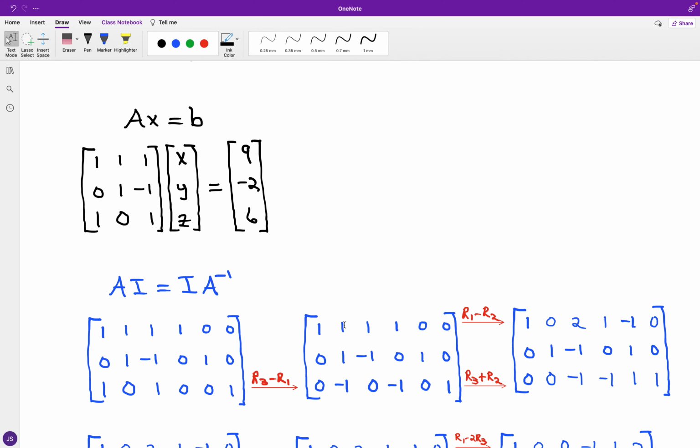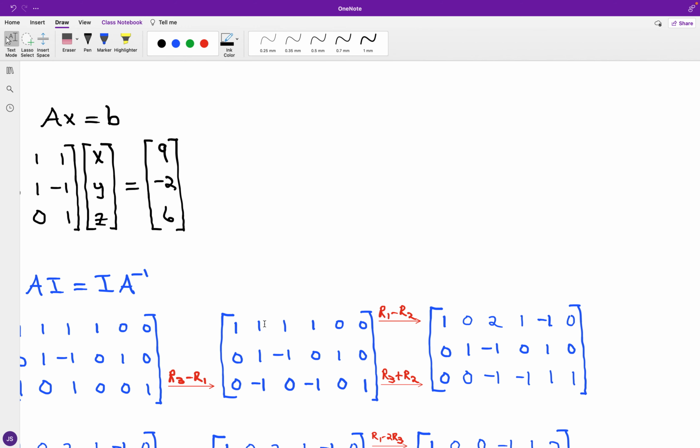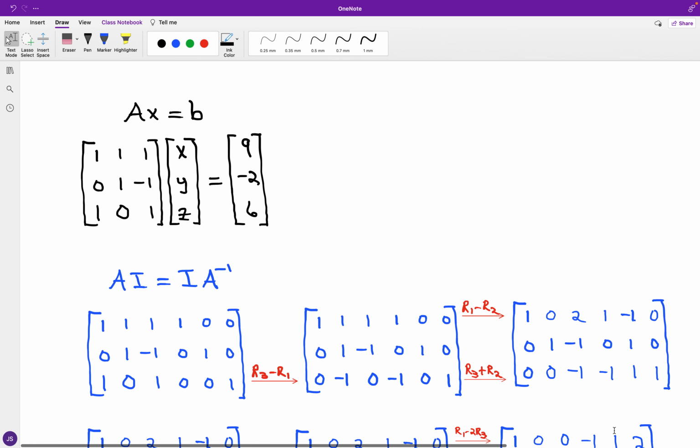Now for the second column, I want 0, 1, and 0. So I'm going to change the 1 in the second column, top row to 0, by deducting the second row elements from the corresponding first row elements. And doing so, I'm going to have 1, 0, 2, 1, negative 1, 0. And to change the negative 1 at the bottom of the second column to 0, I'm just going to add the second row elements to the third row elements. So I got 0 plus 0, negative 1 plus 1, 0 plus negative 1, and then I have negative 1 plus 0, 0 plus 1, and 1 plus 0. So this is what I have at this stage.